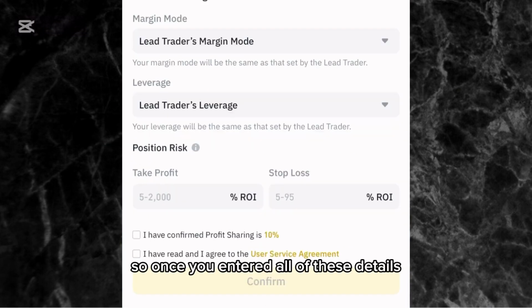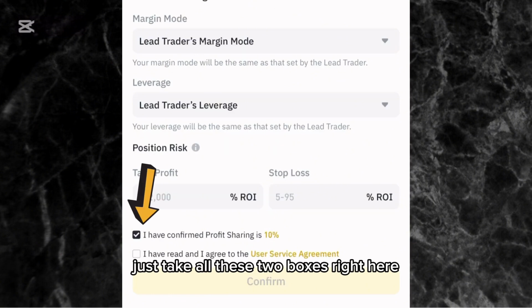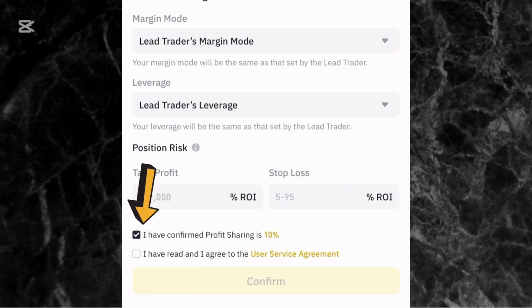So once you've entered all of these details, just tick on these two boxes right here. You can see I have confirmed profit sharing is 10%. Now, let me also explain this.